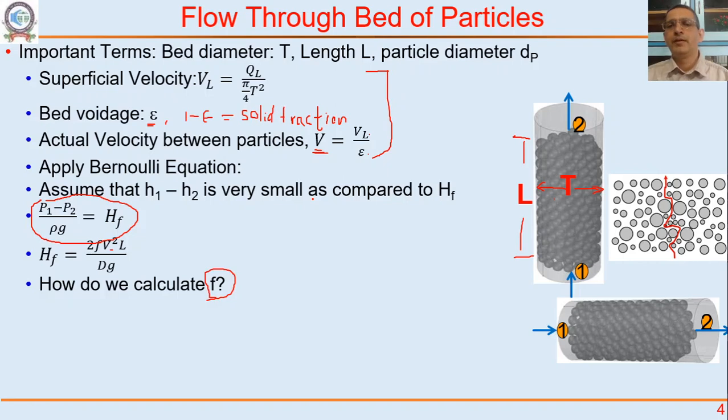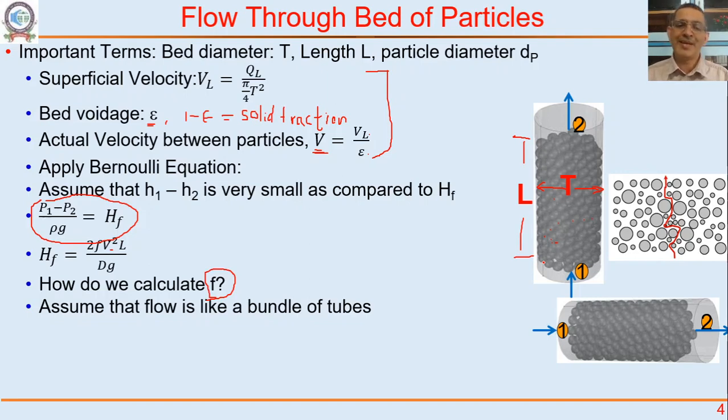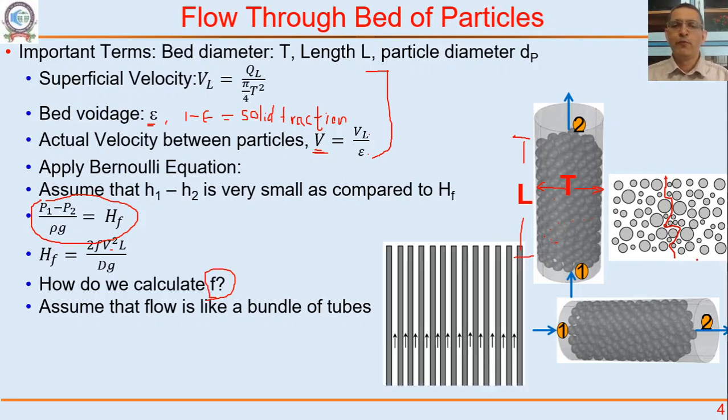Okay, that's what we want to do. So think about this. How do I calculate friction factor for this situation? Think about that. Here is what we do. What do we do when there is a non-spherical cross section? We say equivalent diameter. So what we are going to do is assume that the fluid flowing around the particles is like fluid flowing through a bed of narrow, straight capillaries or small tubes.